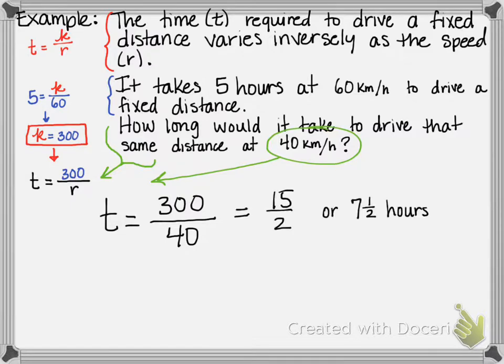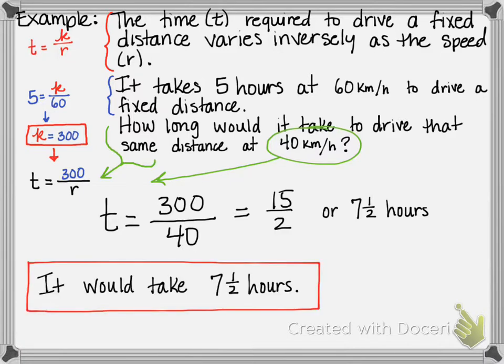Because this is a real-life, or supposed real-life, situation, improper fractions aren't what we want. We'll want a mixed number. It makes more sense. How long would it take to drive that same distance? Well, it would take 7.5 hours.